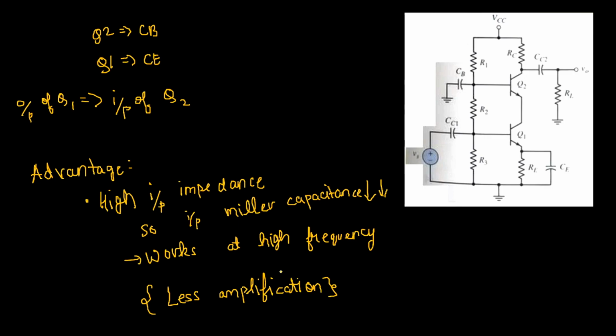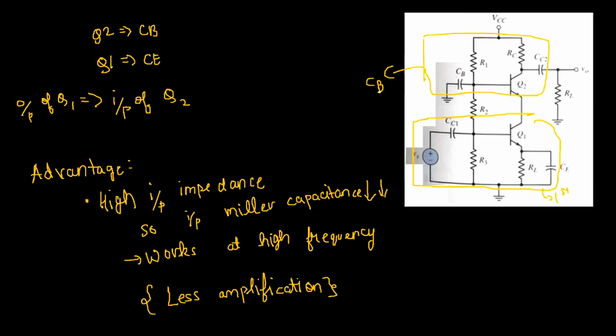The second one is cascoded. This is my first stage. In my first stage, I have a common emitter, and in the second stage, I have a common base. So here, there isn't much voltage amplification. It's not really the ideal one for voltage amplification, but we have a very high input impedance.